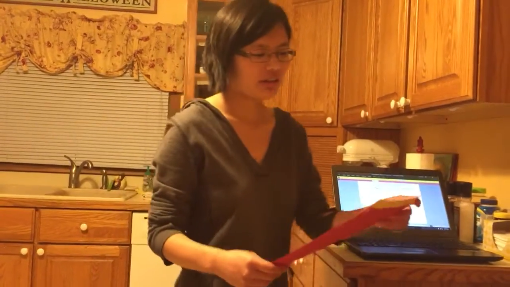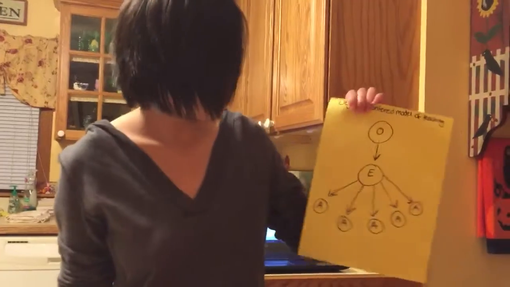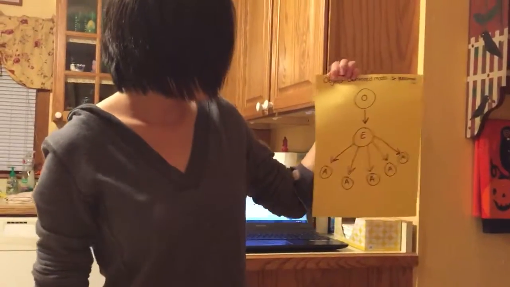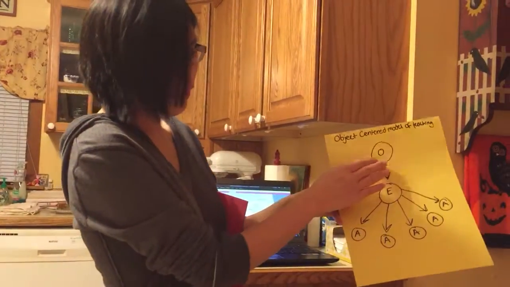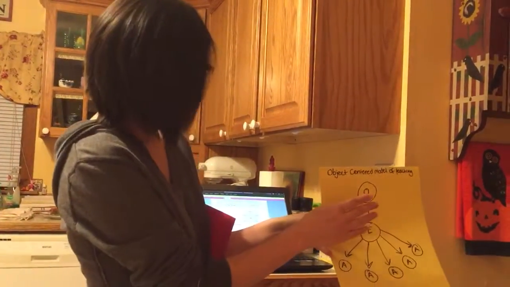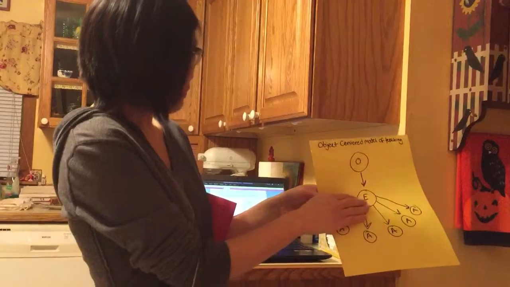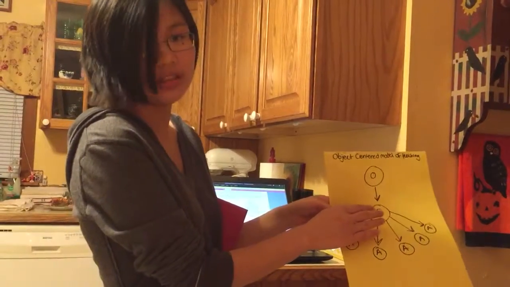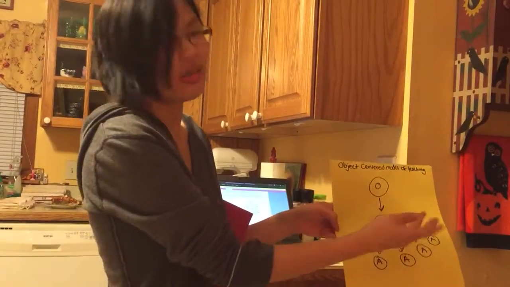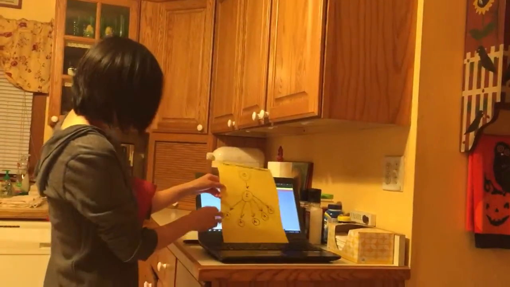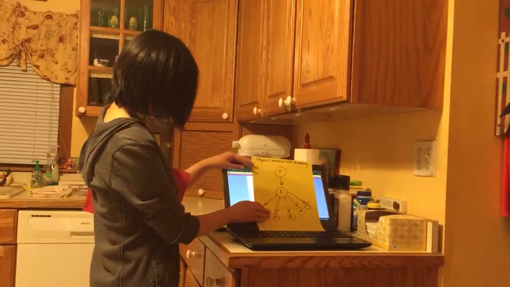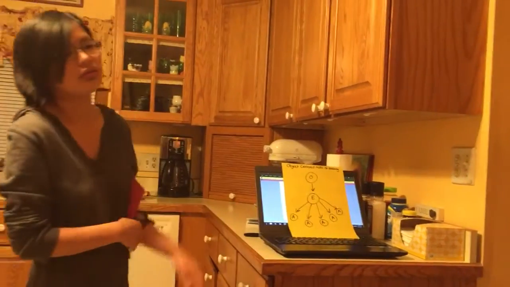All right, so today's subject is our object-centered model of teaching. Our object-centered model of teaching shows our idea or our lesson, our object. It represents our expert, our teacher, and then our amateurs, our students. So from what you're seeing here, what are the strengths and weaknesses of this model?